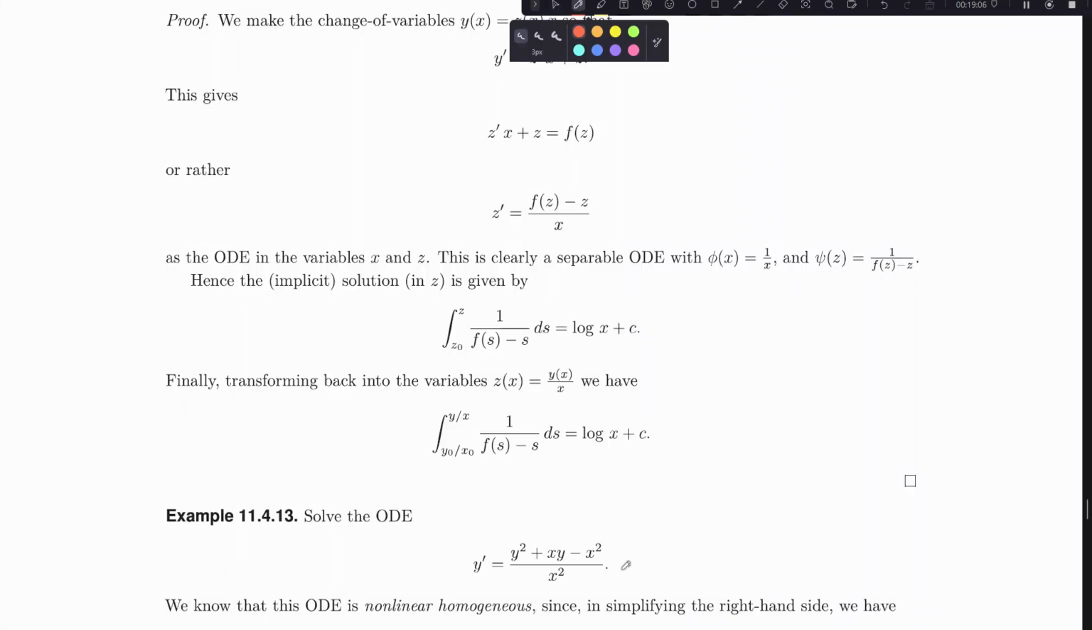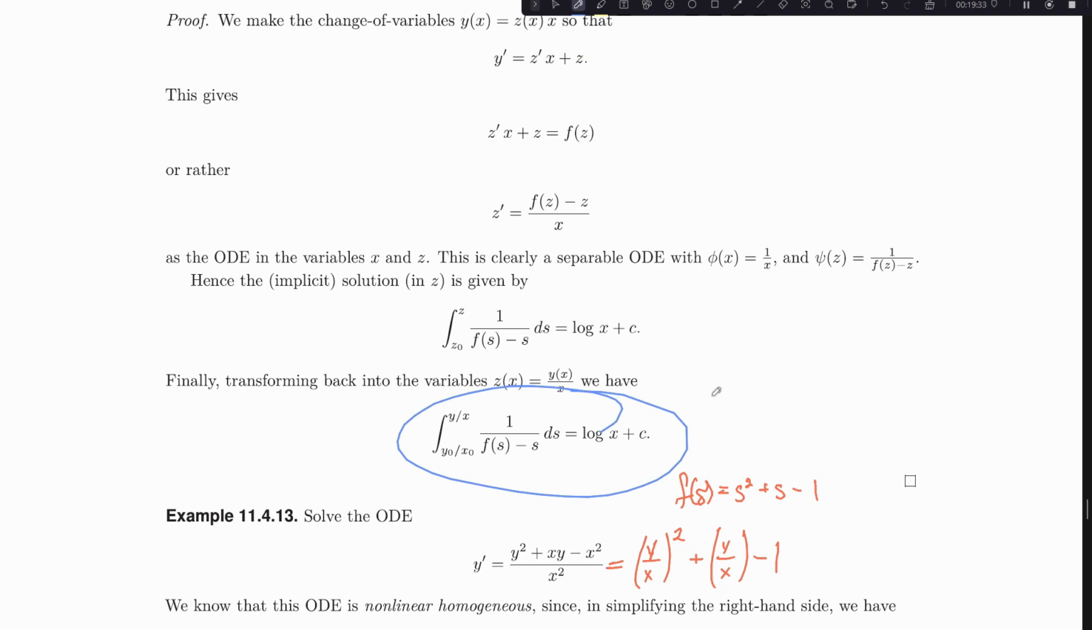So let's recall that this was actually y over x squared plus y over x minus 1. And so f of s was s squared plus s minus 1. So if I'm going to be computing this, all I have to do is integrate, and I'm going to leave those bounds off because they're so tiny, 1 divided by this minus s. Okay, so if I subtract s from there, I get s squared minus 1 ds equals log x plus c.